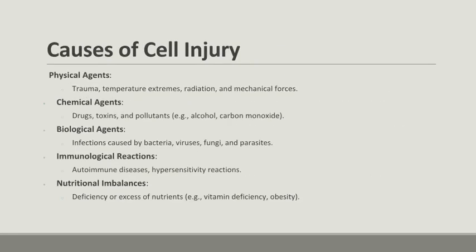Causes of cell injury: physical agents. These include trauma, temperature extremes, and radiation. These external factors can cause direct mechanical injury or thermal damage. Chemical agents. Chemical exposure, such as drugs, toxins, and pollutants, can harm cells. For example, alcohol can damage liver cells, while carbon monoxide can disrupt oxygen transport.